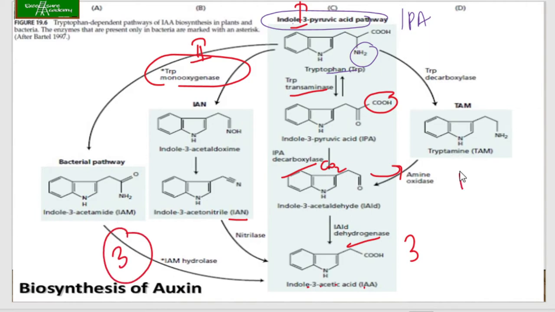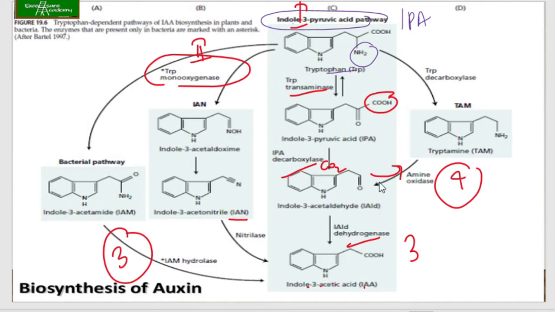Now, coming to the fourth, the TAM pathway. TAM means it is going to become tryptamine with the help of the tryptophan decarboxylase. So directly, the tryptophan decarboxylase will give you tryptamine. From tryptamine, amine oxidase will give you indole 3 acetaldehyde.